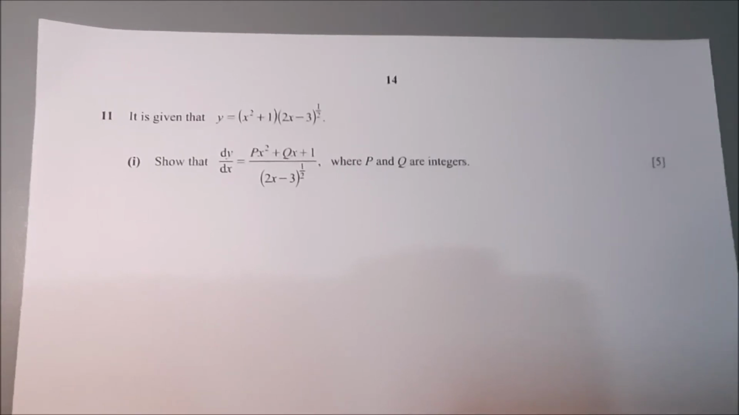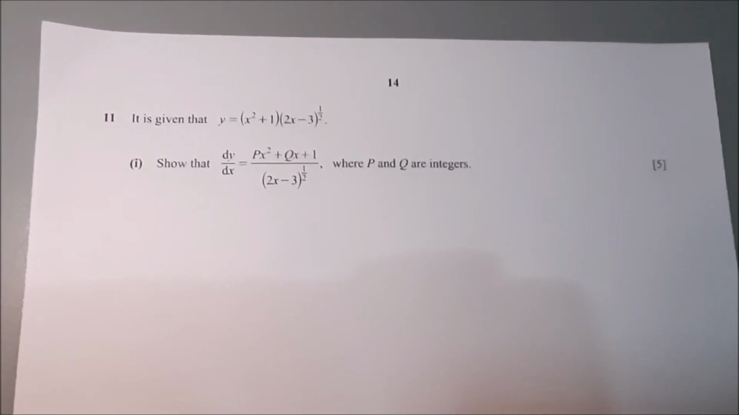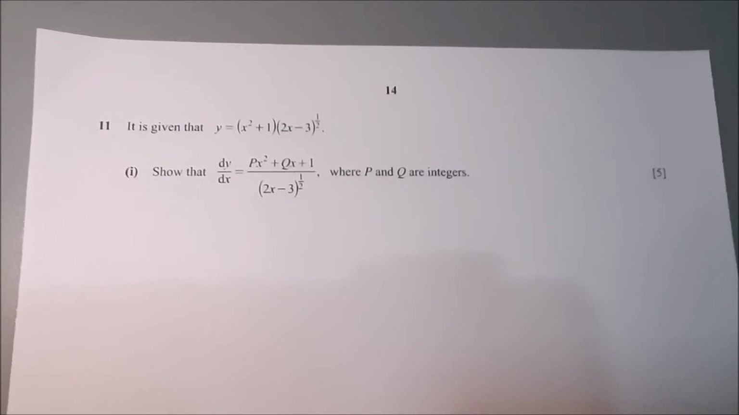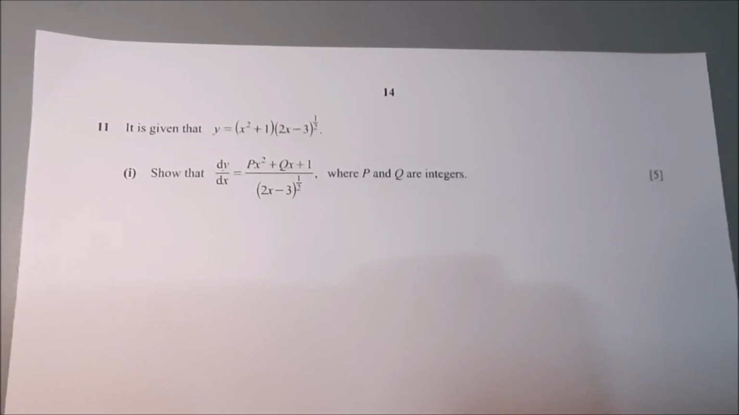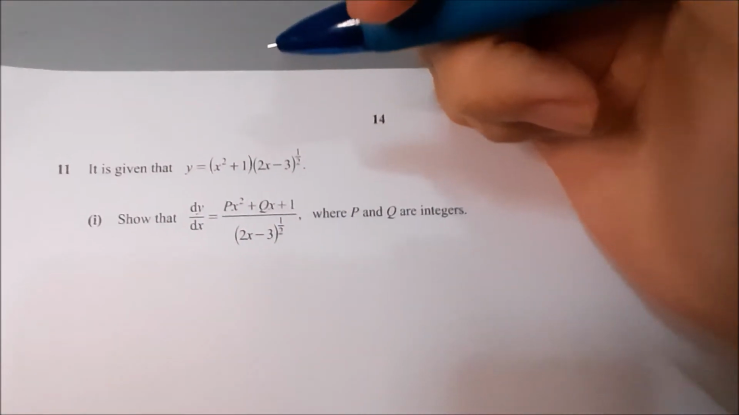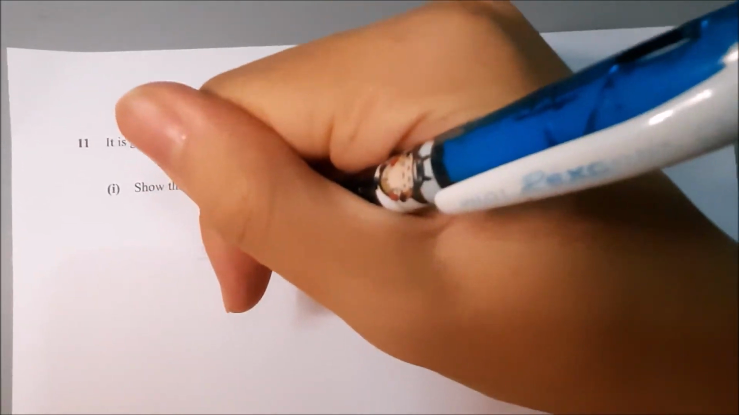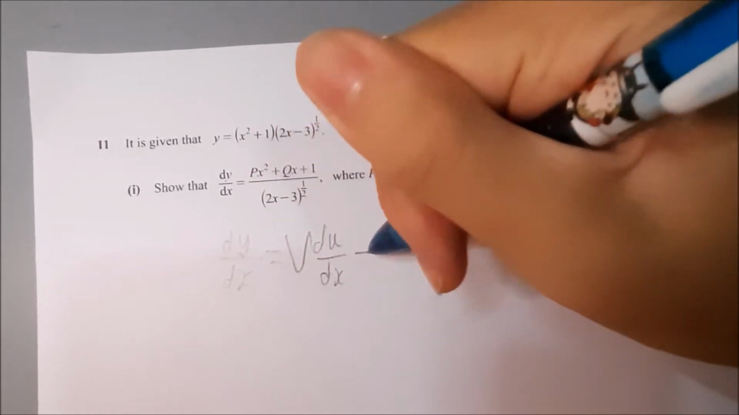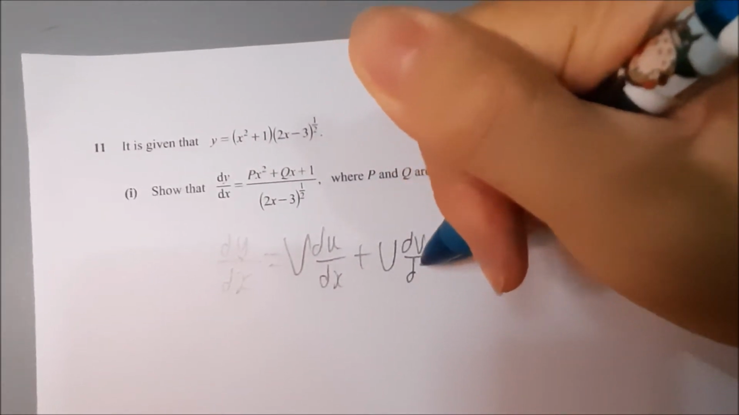Question 11. It is given that y equals to x squared plus 1 bracket 2x minus 3 bracket to the power of half. Part 1. Show that dy dx equals to px squared plus qx plus 1 divided by 2x minus 3 bracket to the power of half, where p and q are integers. So first, to do this question, you have to know the product rule, which is dy dx equals to v du dx plus u dv dx.